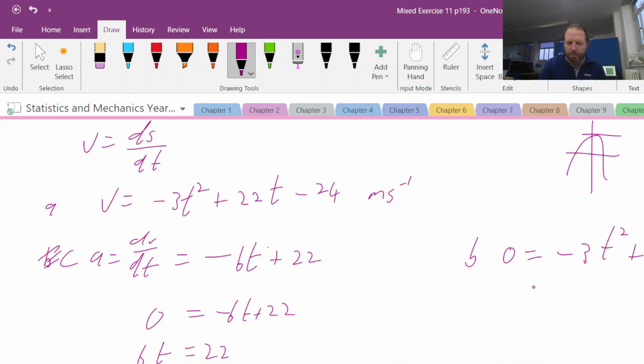Okay. Polysolver on the calculator. T equals, let's have a look. Right then, on to the polynomial solver. Number 2. What do we have? Minus 3, 22, and minus 24. Okay, t is equal to 6, and t is equal to 4 over 3.